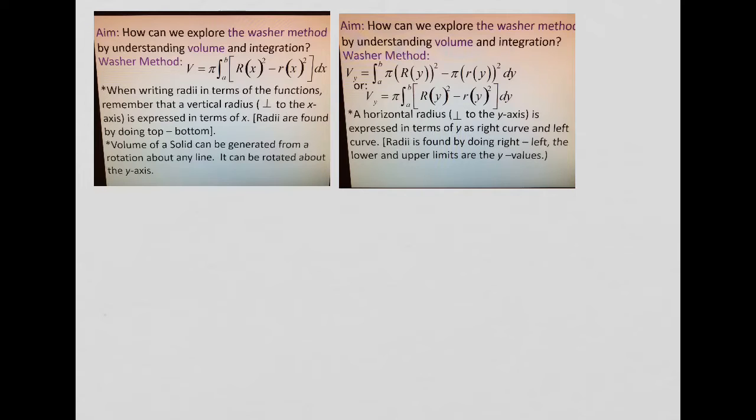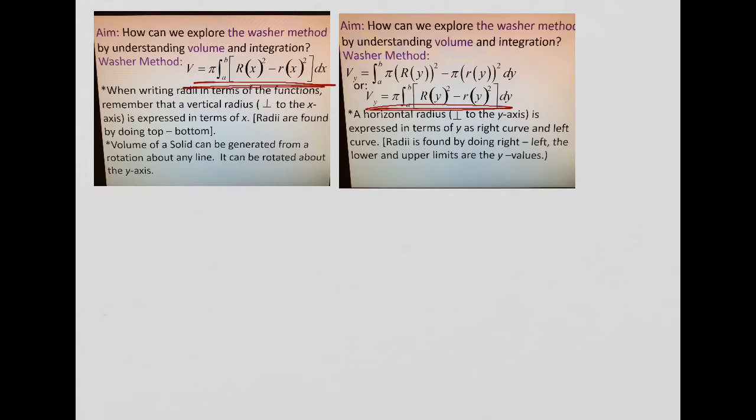Okay, so today we're going to continue to do the washer method to find the volume of a solid generated by revolving a region. I wanted you guys to see a side-by-side picture here. This is basically what we've been doing so far when our cross sections were washers and continue to be washers. It could also look like this.